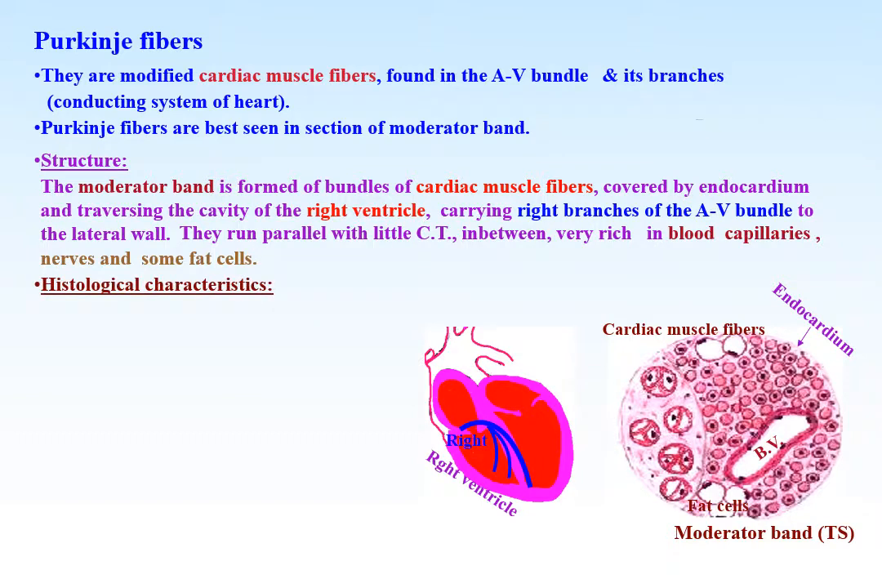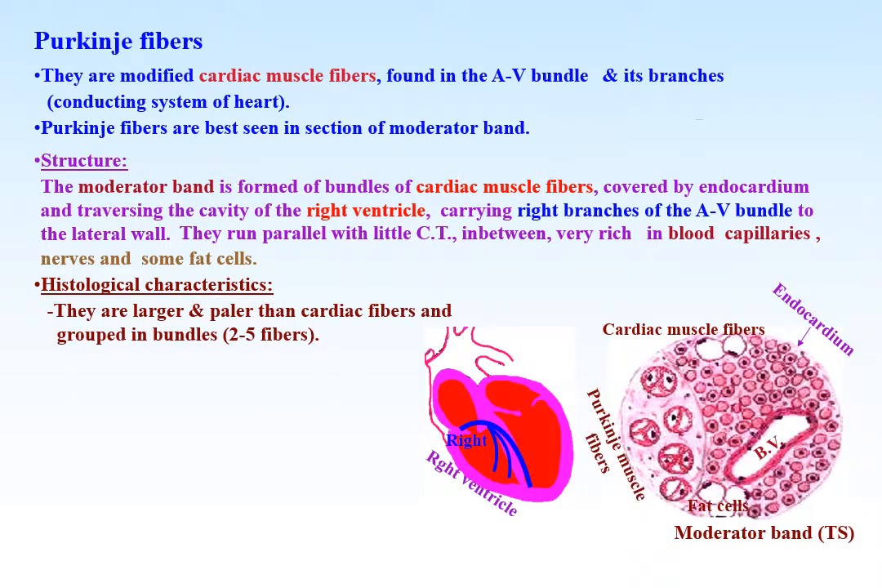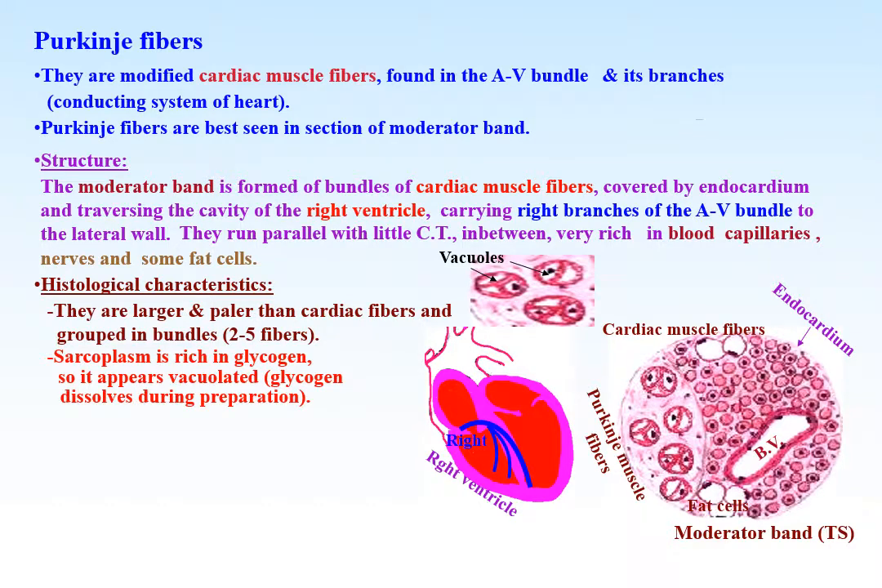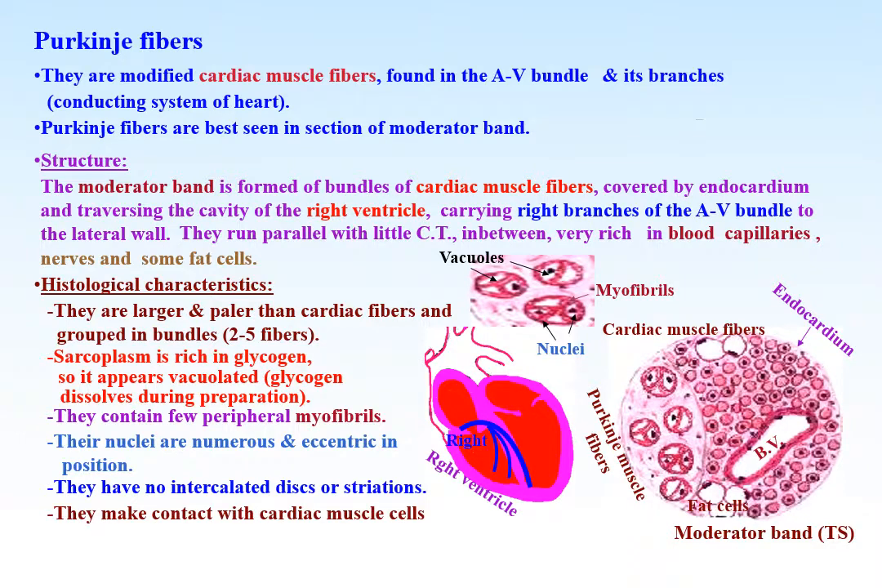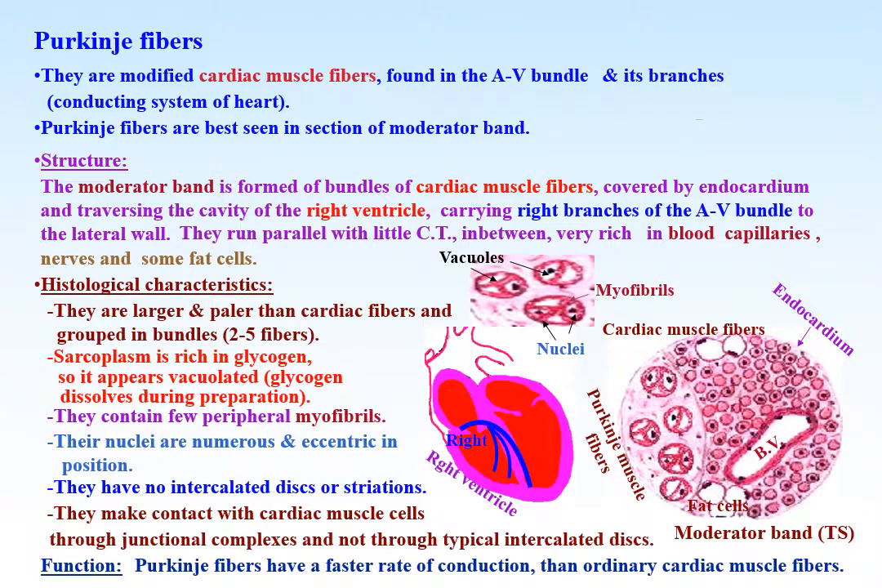Histological characteristics. They are larger and paler than cardiac muscle fibers and grouped in bundles of 2 to 5 fibers. Sarcoplasm is rich in glycogen, so it appears vacuolated, as glycogen dissolves during preparation. Purkinje fibers contain few peripheral myofibrils. Their nuclei are numerous and eccentric in position. They have no intercalated discs or striations. They make contact with cardiac muscle cells through junctional complexes and not through typical intercalated discs. Function. Purkinje fibers have a faster rate of conduction than ordinary cardiac muscle fibers.